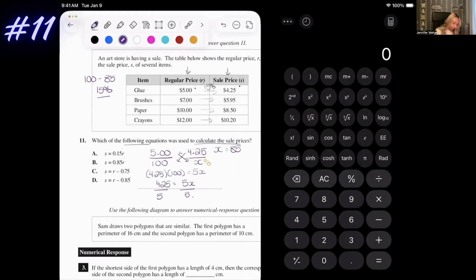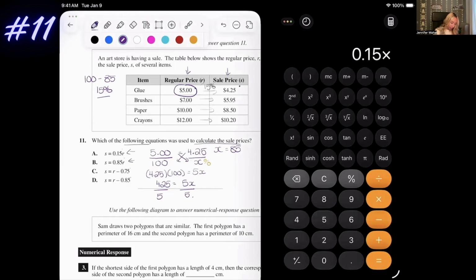So what I would do then is go ahead and put in the sales price and figure out which one would work. So if I go 0.15 and I multiply that by R, my R is $5. That's going to give me 75 cents. So that's probably not going to work, right? Even though it's a 15% discount, just multiplying it by 15% isn't going to give us the sales price. So let's try the next one. 0.85 times my regular price of $5. Oh, there's my number. So that one does look good.